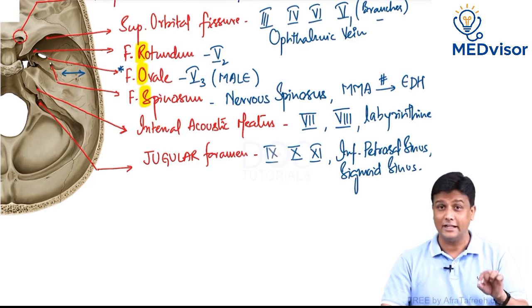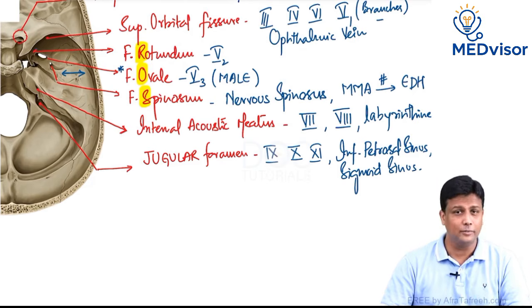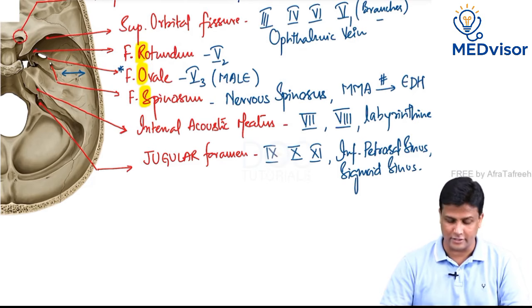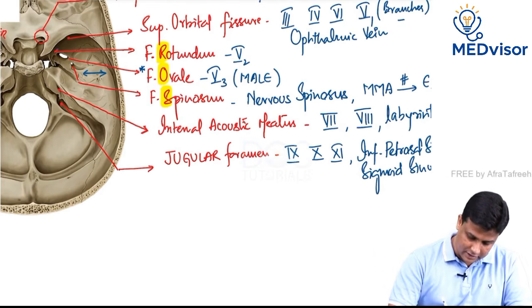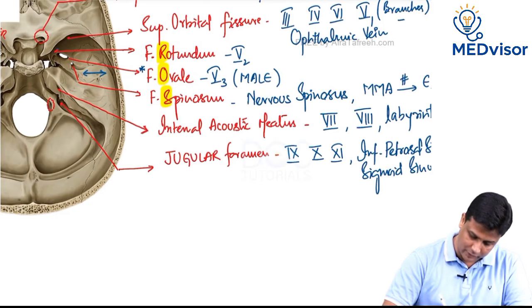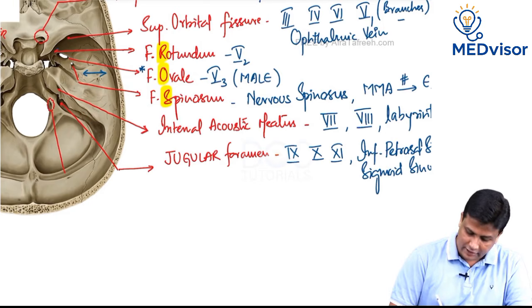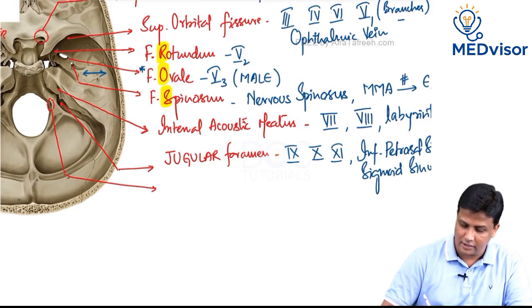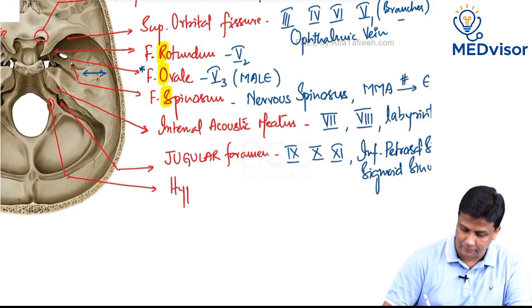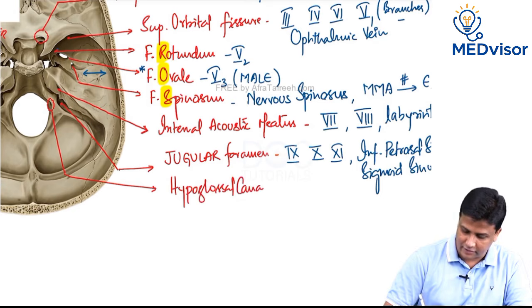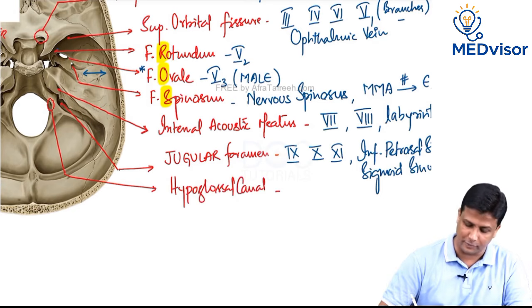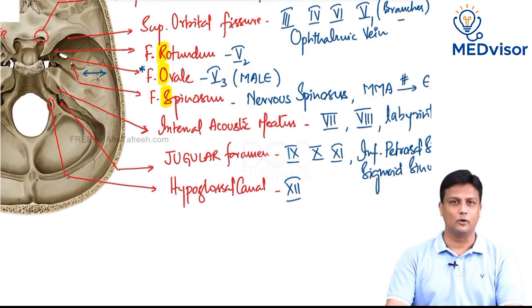So cranial nerves number 9, 10 and 11 along with the inferior petrosal sinus along with the sigmoid sinus, all of them are going to pass through the jugular foramen. Then apart from this, if you are able to appreciate this small opening by the side, this one, there will be a small foramen here, and that foramen will be actually referred to as the hypoglossal canal. And the hypoglossal canal, from the name itself you can tell, the hypoglossal nerve is going to pass there, the cranial nerve number 12 is passing through the hypoglossal canal.